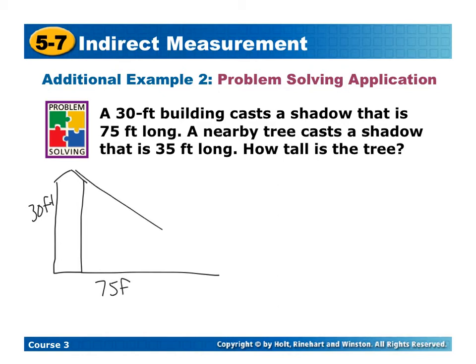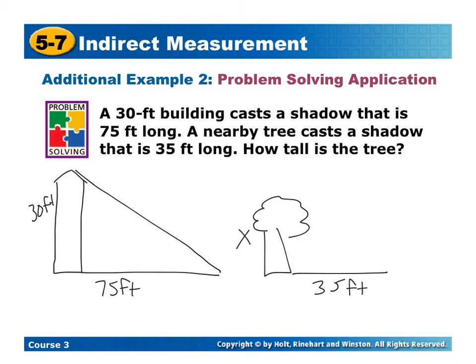So really, we're creating a triangle. So now I have a tree that's nearby, same type of day. We don't know how tall the tree is, but we know that its shadow is 35 feet. So now we can set up our proportion. 30 is to X is the same as 75 to 35.